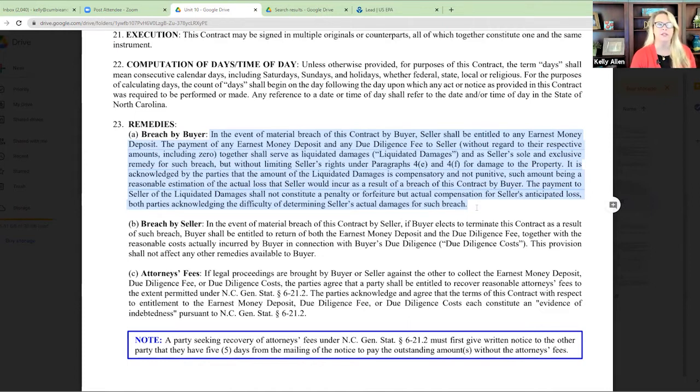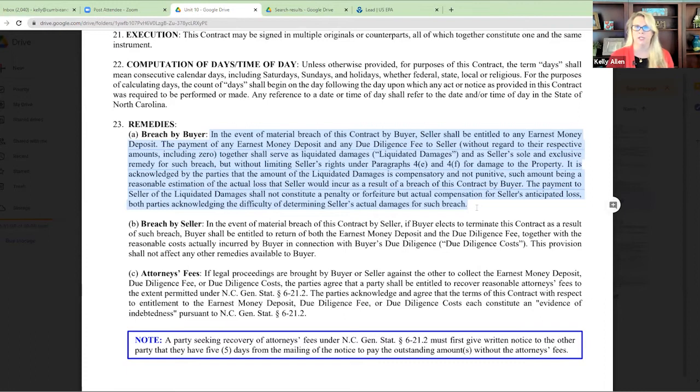In the event of a material breach of this contract by buyer, seller shall, here we go, here's the remedy. In the event of a material breach of this contract by the buyer, the seller shall be entitled to the payment of any earnest money deposit and any due diligence fee to the seller without regard to their respective amounts, including zero, together shall serve as, write this down or highlight it, liquidated damages, and as seller's sole and exclusive remedy for such breach. I'm going to pause right there.